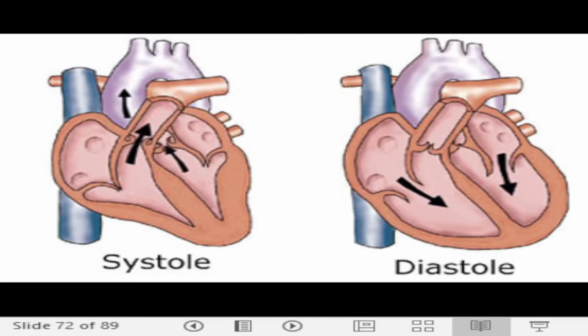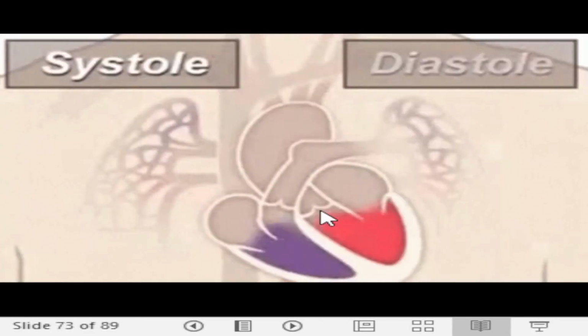So the ventricles are filled with blood and the atrioventricular valves are open. So again, when we speak of the atrioventricular valves, these are the tricuspid and the bicuspid or the mitral valve. So that is the cardiac cycle, systole and diastole.